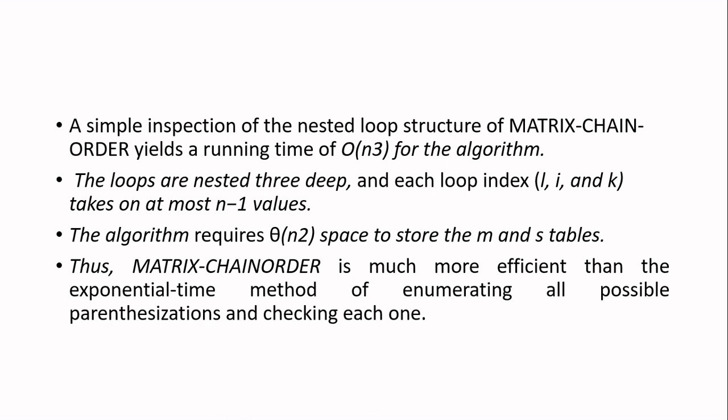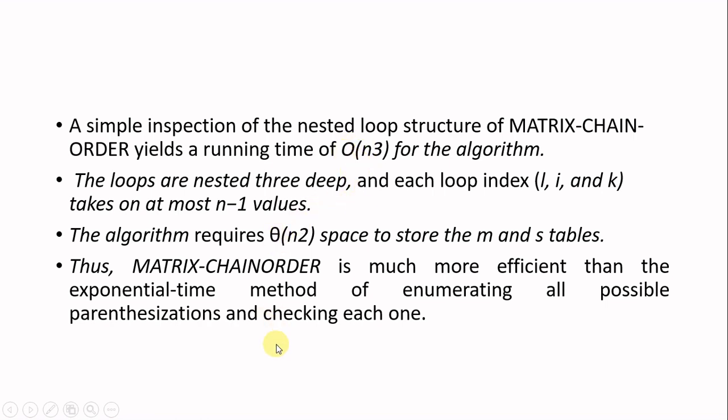An alternative to this matrix chain order algorithm is that we can list out all possible parenthesizations, compute their costs, and choose the minimum one. That is actually tedious, and it will end up in exponential time, and this matrix chain order is much more efficient because it takes only big O of n cube time.